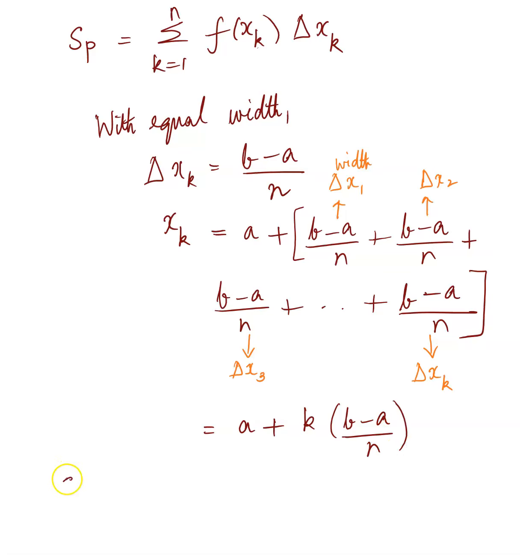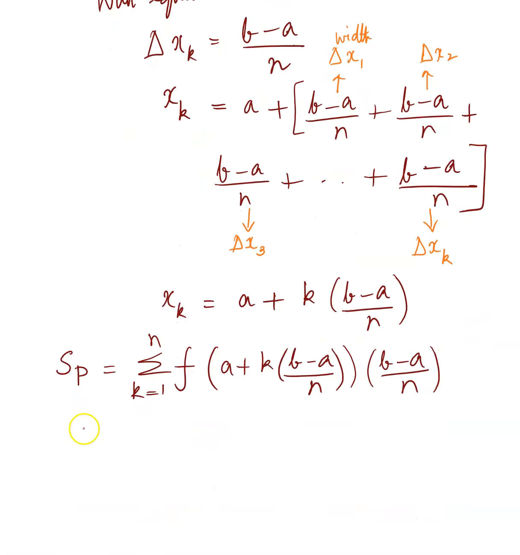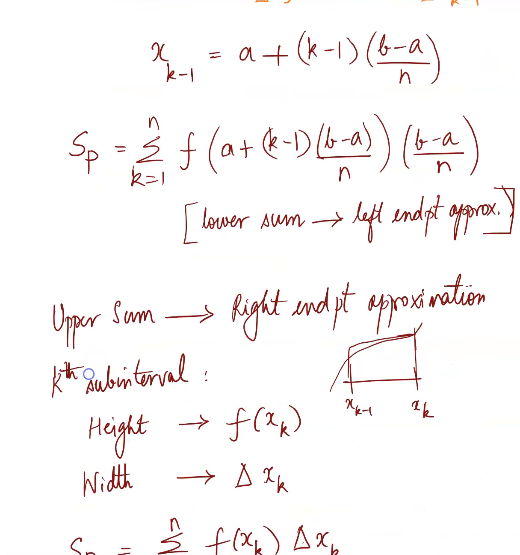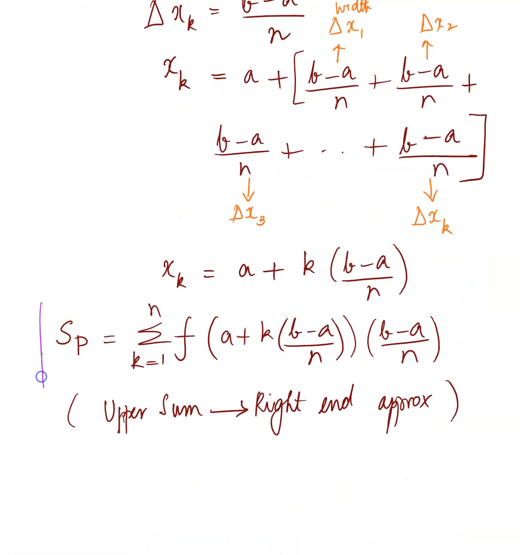So once you have that, we rewrite the sum: summation k equals 1 to n of f of, in the place of xk, a plus k times b minus a over n, times b minus a over n for the delta xk. And this is the formula we use for the upper sum, the right end approximation. Notice that the only difference is that for the left end you had k minus 1, and here you have k. We can quickly check that. Yes, we do have the k minus 1 coming in there. Here we have the k.